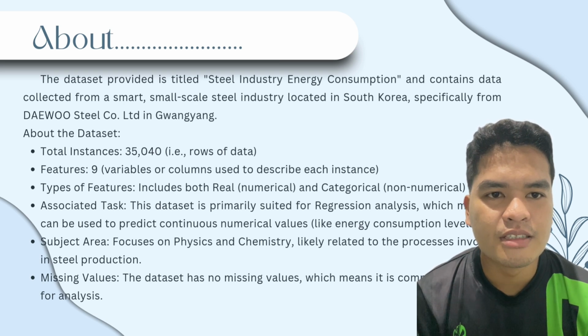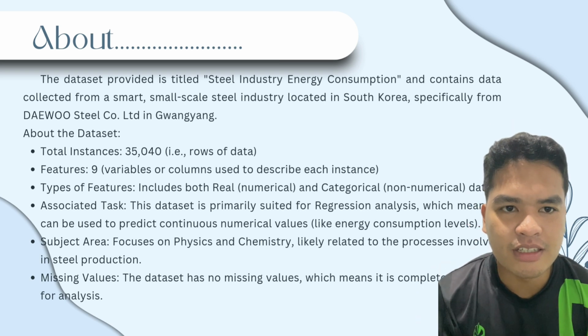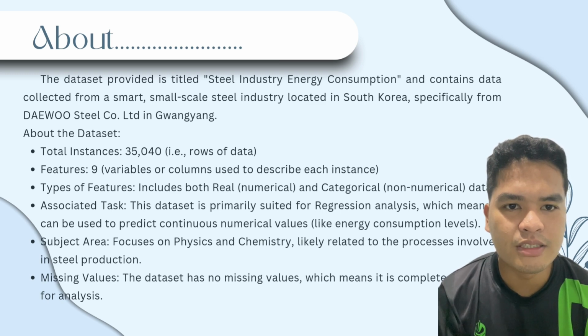Associated task: this dataset is primarily suited for regression analysis, which means it can be used to predict continuous numerical values like energy consumption levels. Subject area focuses on physics and chemistry, likely related to the processes involved in steel production. Missing values: the dataset has no missing values, which means it is completely ready for analysis.